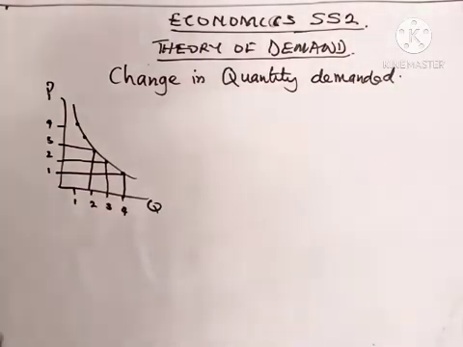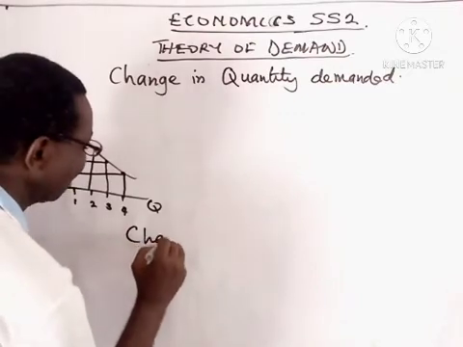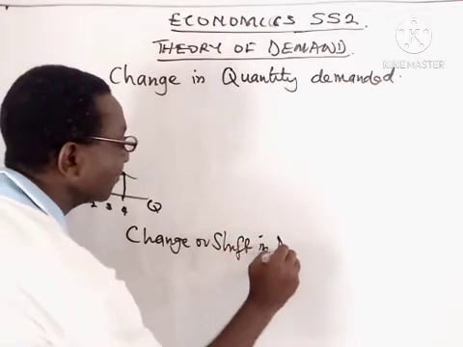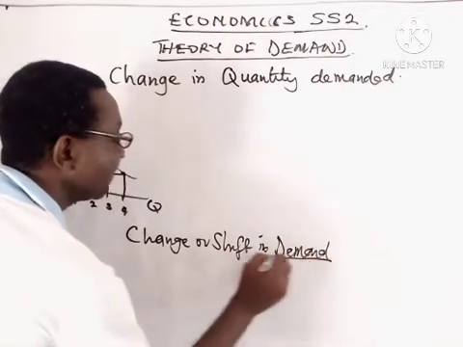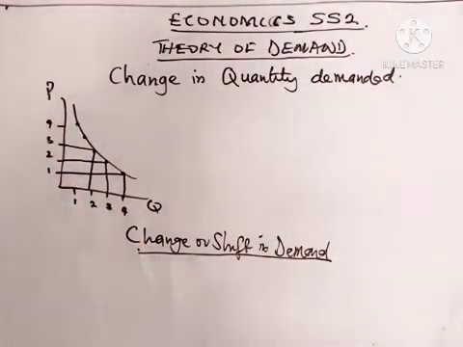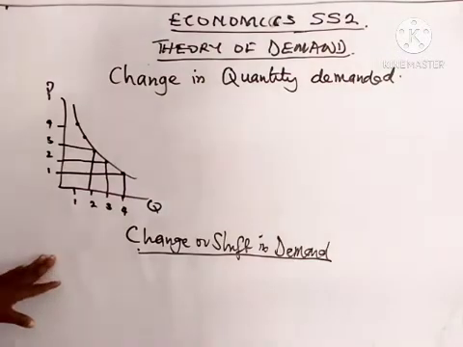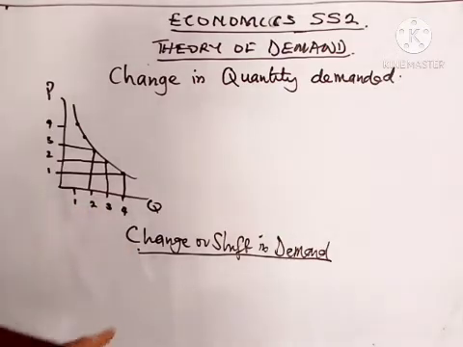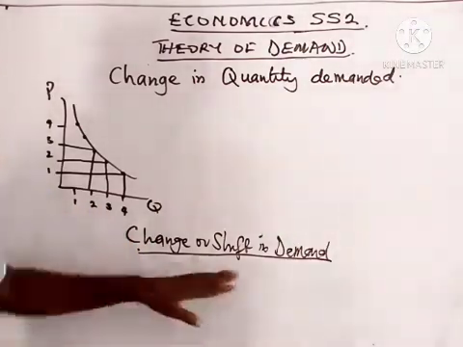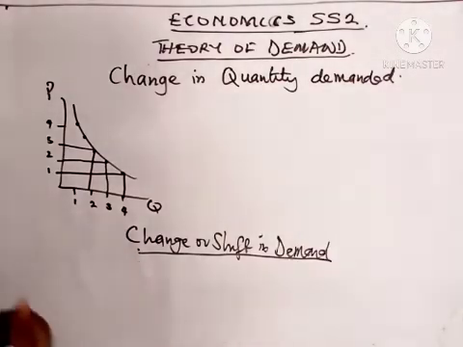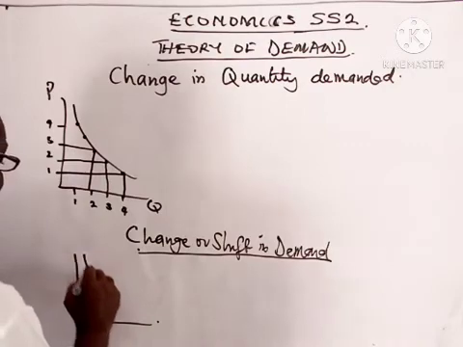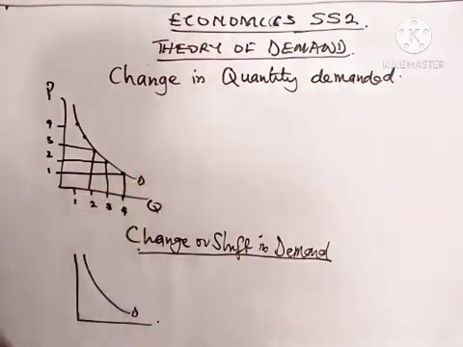Also, we have change or shift in demand. When you are talking of change or shift in demand, this means that as a result of the increase or decrease in price, you are going to change your demand entirely. And this always occurs when you have two commodities that are competing with each other, just like the other example that we made the other time. This is our demand curve.